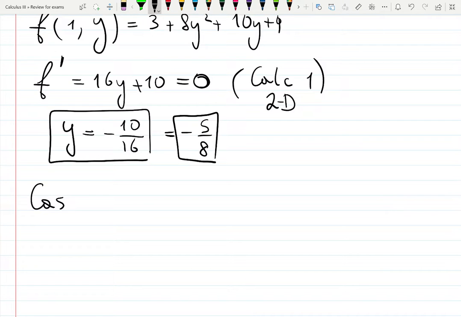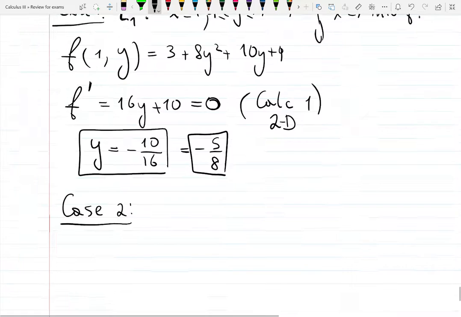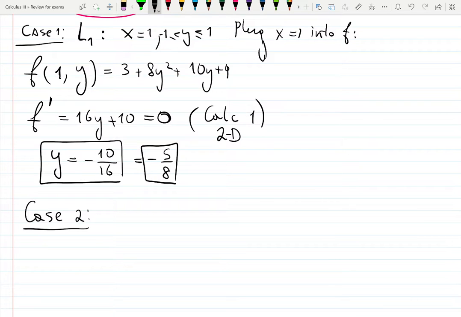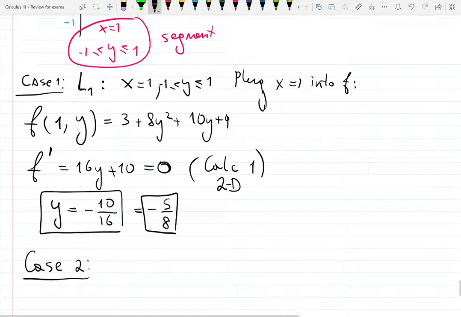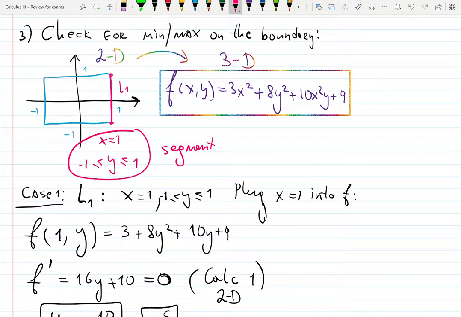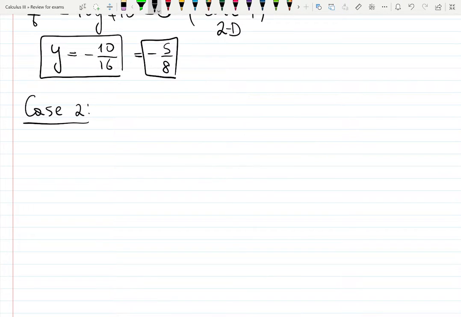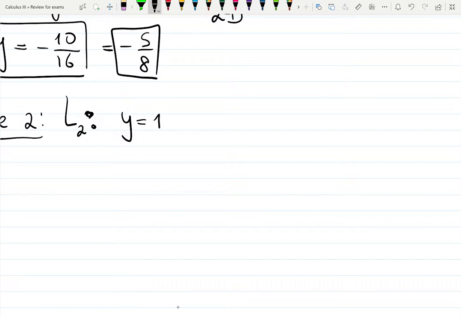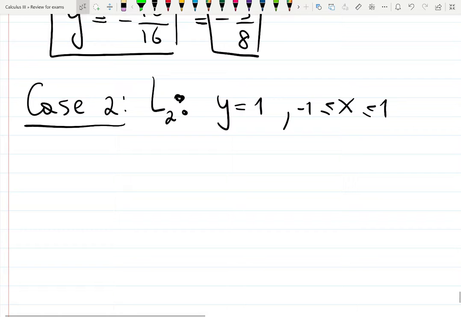Now, case 2. x is fixed at 1. y gave me minus 5/8, just for you to understand. Case 2, let's call this L2. How to describe L2? On L2, y now is fixed, but x is running between minus 1 and 1. So L2 is y fixed at height 1, but x keeps running from minus 1 to 1, and that describes segment L2.